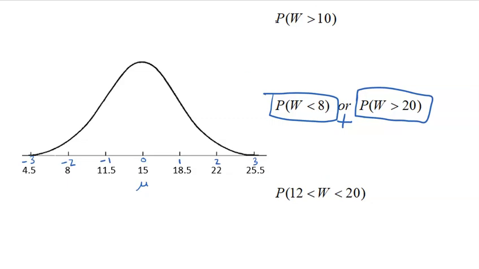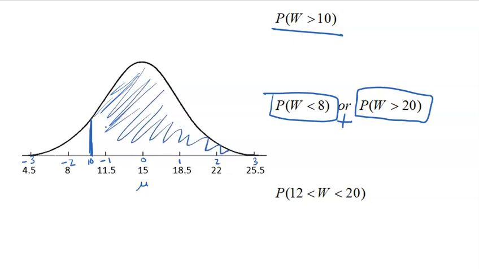So let's talk about this first one, for example, more than 10. 10 minutes falls somewhere right around here, somewhere between 8 and 11.5. And I want to find the probability that I am more than that. So I want to find all of this area over here, because remember, the area is equivalent to the probability. So how do I find that area? Well, that's where the calculator and normal model can really help us out.